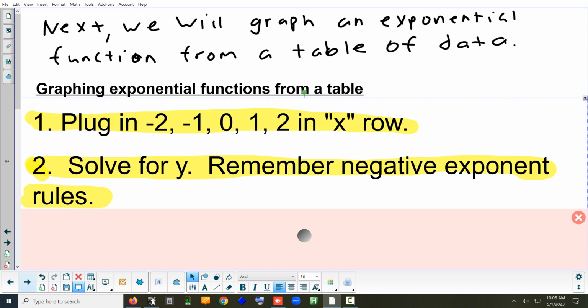Okay, once you pick those 5 numbers for X, you need to plug each one of these numbers in, one at a time, into a formula that they're going to give you. So they're going to give you the formula this time. And you're going to plug these numbers in one at a time to the formula. So you're going to get all the Y values.